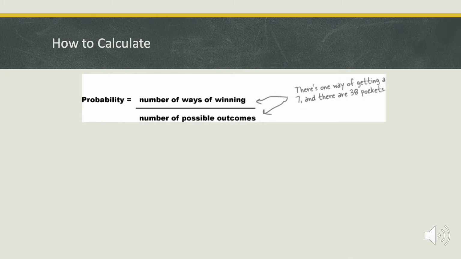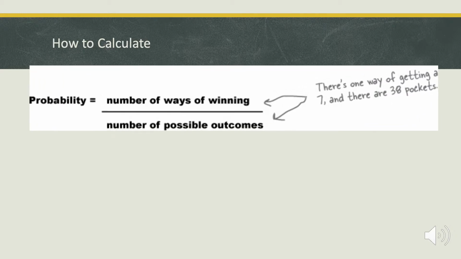This will also help with winning roulette. The probability formula is the number of ways of winning over the number of possible outcomes. Probability is a way of measuring the chance of something happening. You can use it to indicate how likely or unlikely an occurrence is, as stated earlier by Kareena. Probability is also measured from 0 to 1.